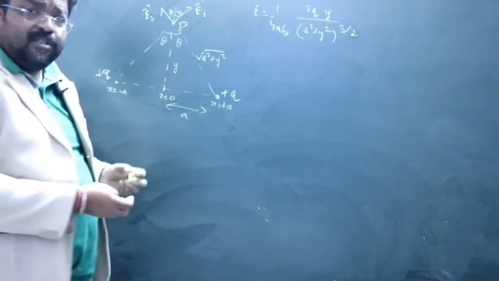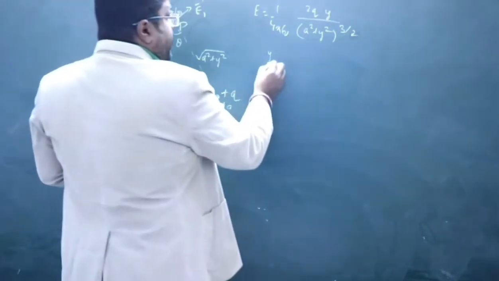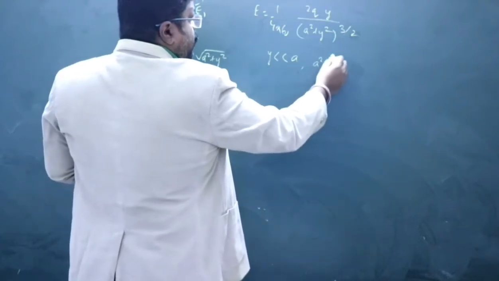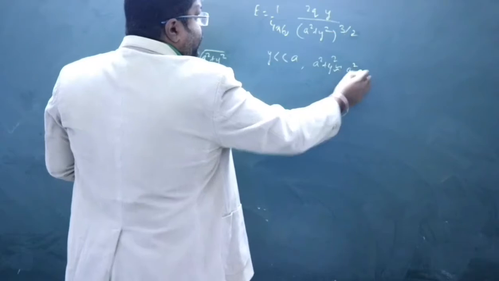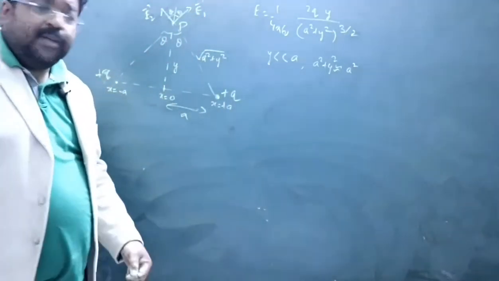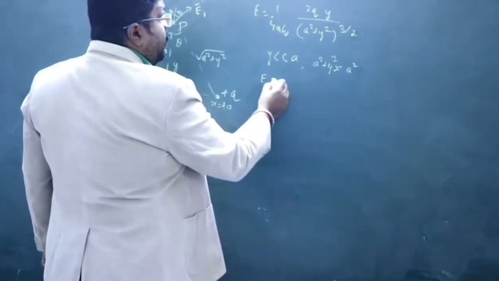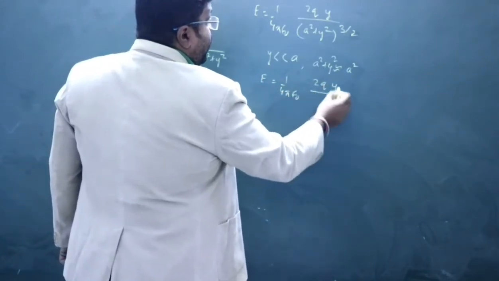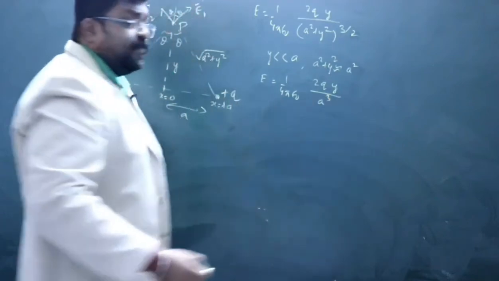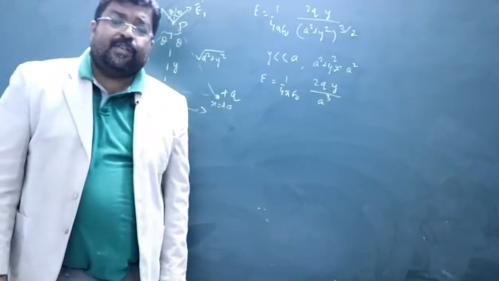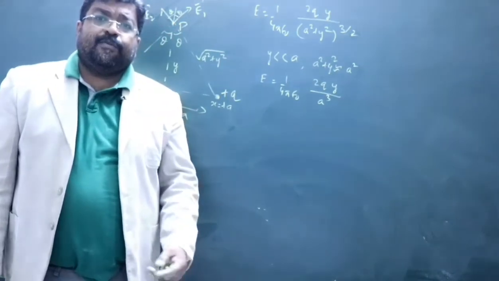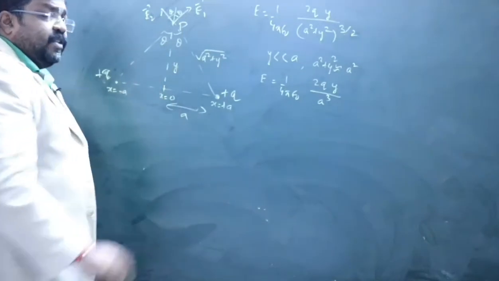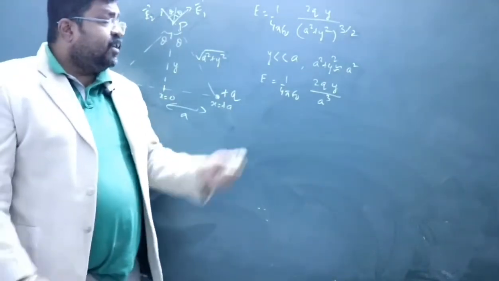That is, y is very much smaller than a. In that case, this a square plus y square can be approximated to be a square. So now E will be 1 by 4 pi epsilon naught into 2qy divided by, this will become a cube. So this is the value of the electric field if the point of observation P is very close to the two charges. This y value is very small. In that case, this is the value of the electric field.